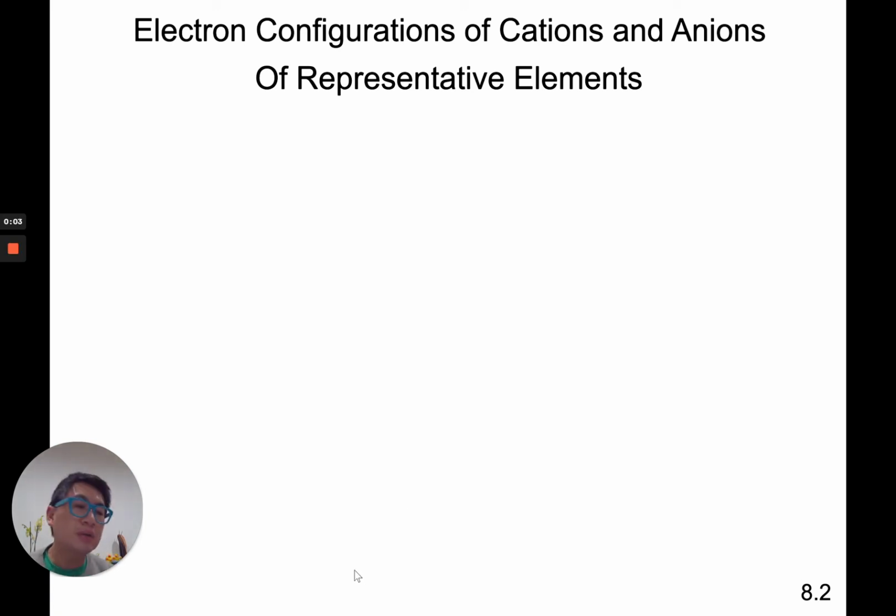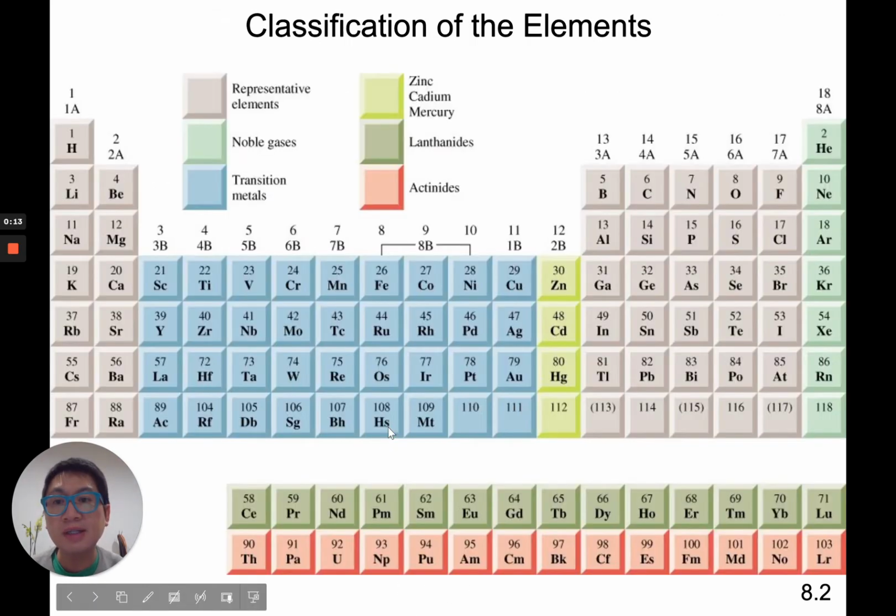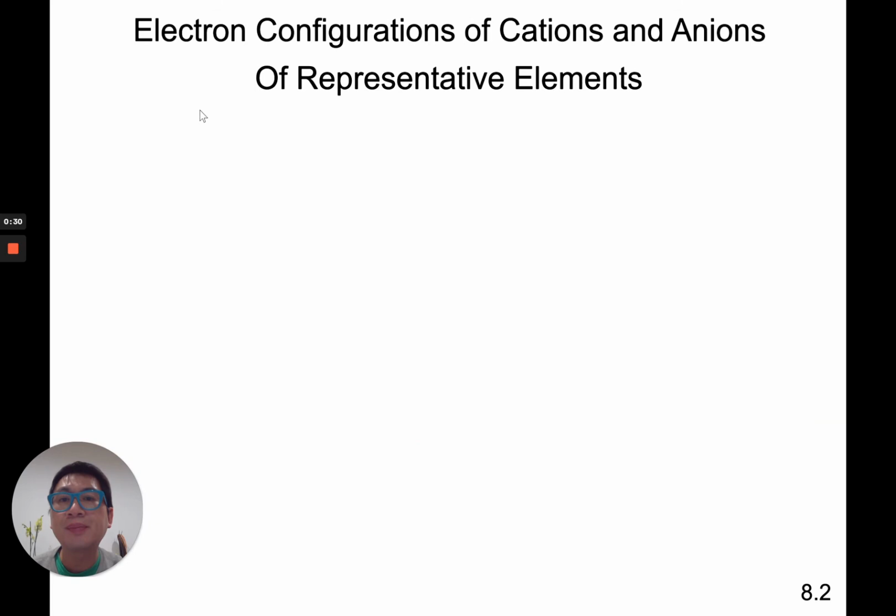Continuing on with the notes, part 2, chapter 8 notes. Electron configurations of cations and anions of representative elements. Reminder, our representative elements on our periodic table are the group 1A and 3A through 7A elements. They are the s and p block elements, not including the noble gases. Just a reminder of where our representative elements are, which are gray on this periodic table.